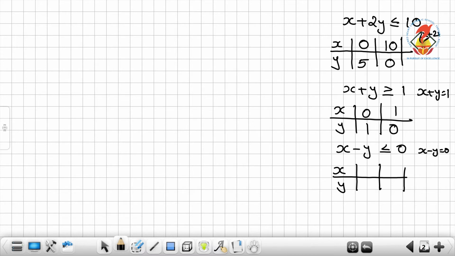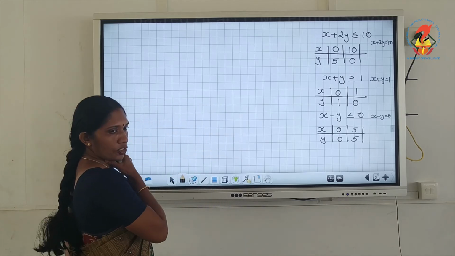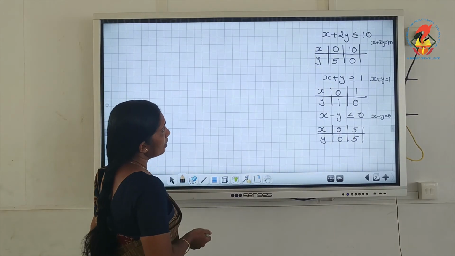Here x plus 2y is equal to 10. For drawing only I put this inequality symbol. Okay, so x minus y equal to 0. When x is 0, y is also 0. Then you can take any other point. You can take 5 or 1. If x is 5, y is also 5. Okay, now we can draw the line.